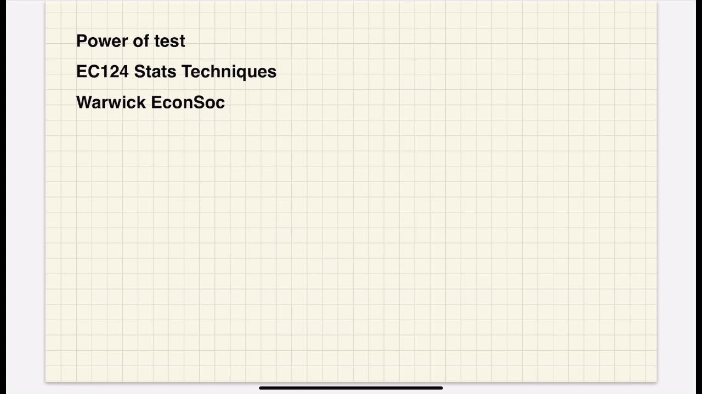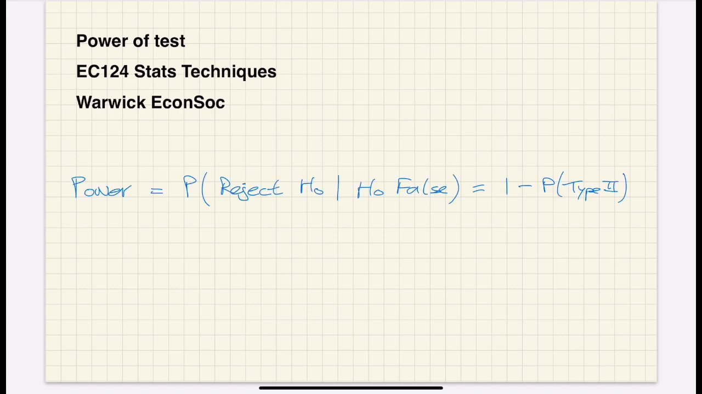So let's start by defining what power means. Power is basically the probability of rejecting H naught given that H naught is false, or another way of interpreting this is 1 minus the probability of a type 2 error. We're gonna see this in a graph, and I'm gonna give you the 3 simple steps to solve questions related to this kind of concept.